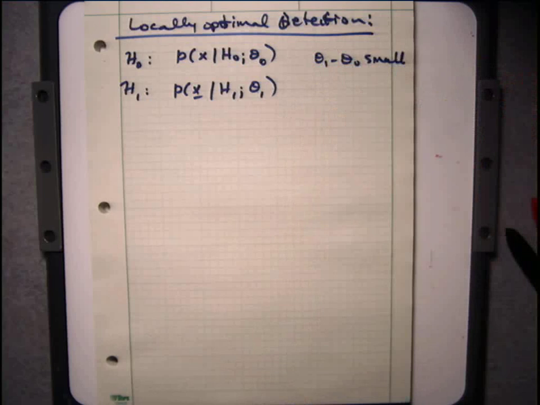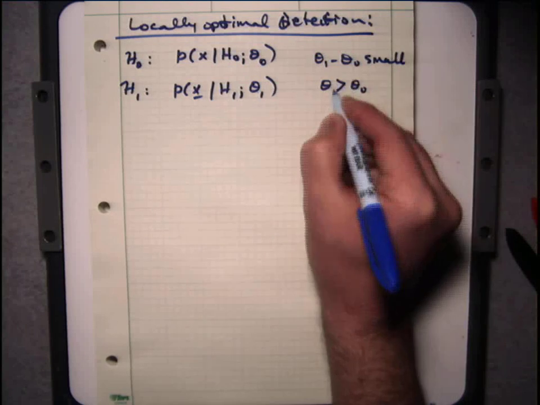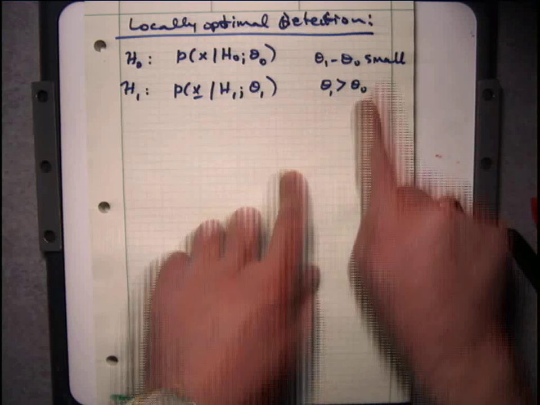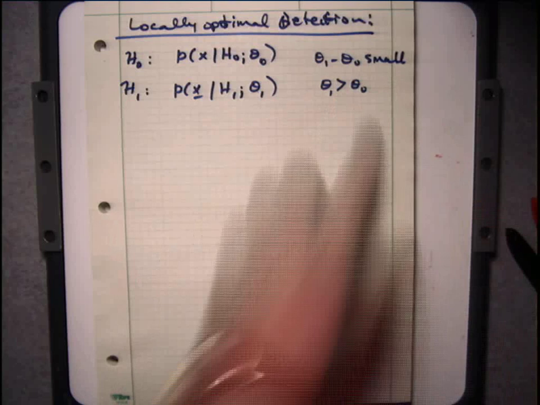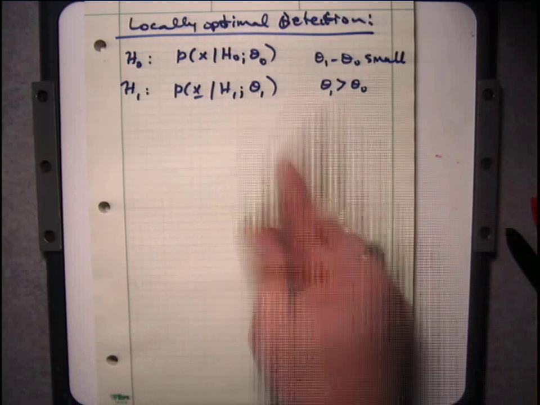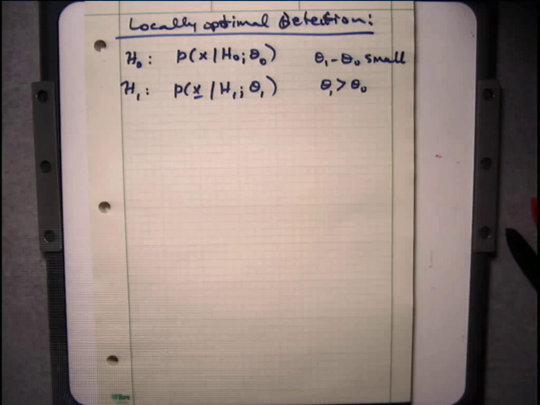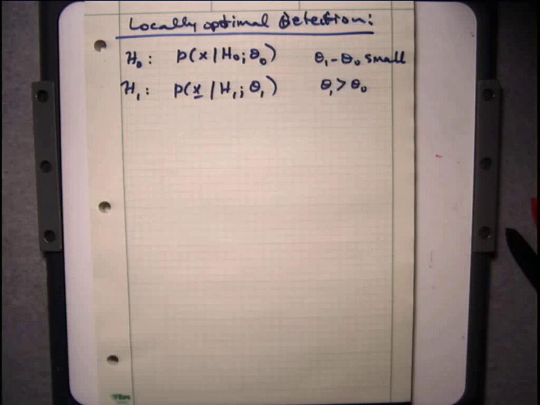And we're also going to assume that theta 1 is bigger than theta 0. So this is kind of like what we did before. In other words, we're going to assume that the parameter is positive, for example. Like, if this was A, we're going to assume that theta 0 is 0. We're going to say one-sided test. So we have a one-sided test, and we have this small distance between the two parameters. So let's see what we can do here.